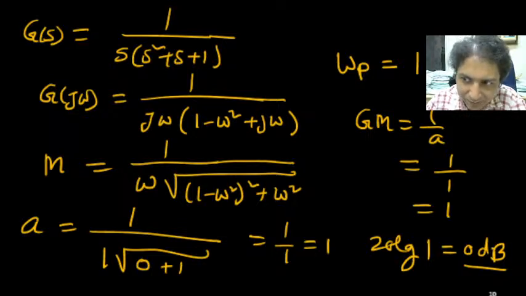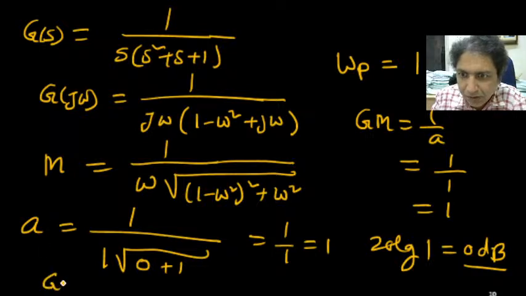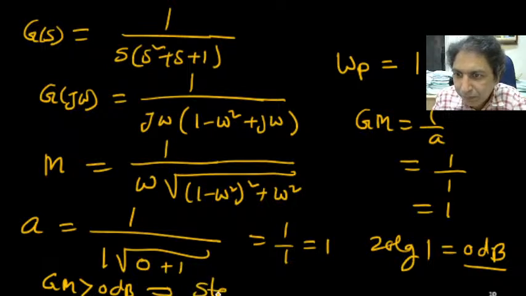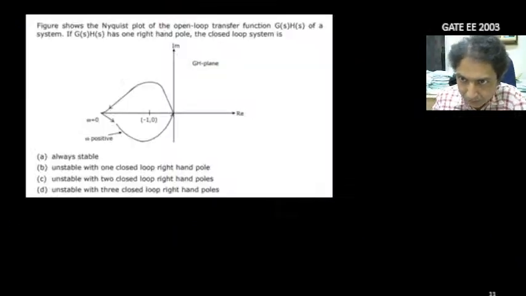If A is negative, then only log of 1 upon A will be positive. So if it is a positive dB gain margin, then it is stable, otherwise not stable. So you understand this thing. If gain margin is more than 0 dB, then that implies it is stable. That same meaning is that if A is less than 1. Good. So we will go for the next problem.